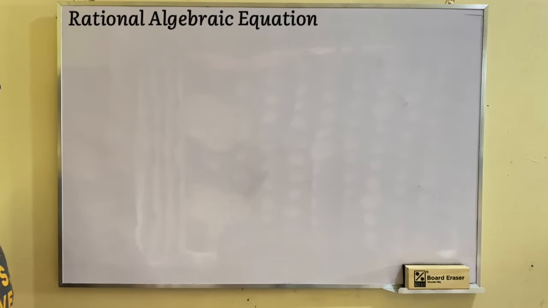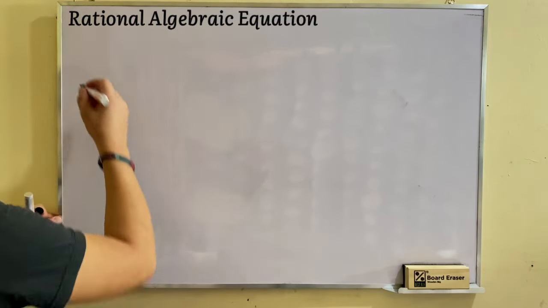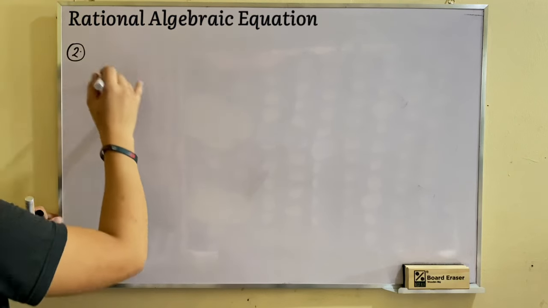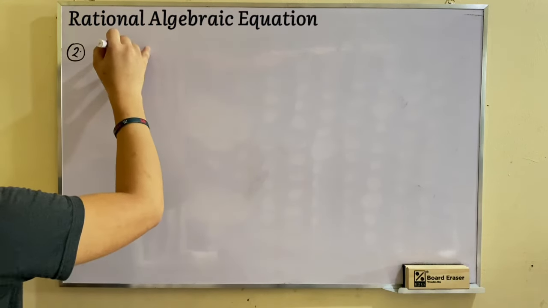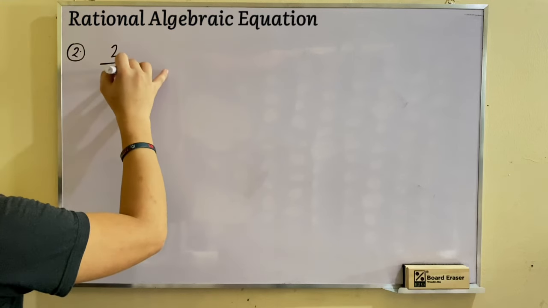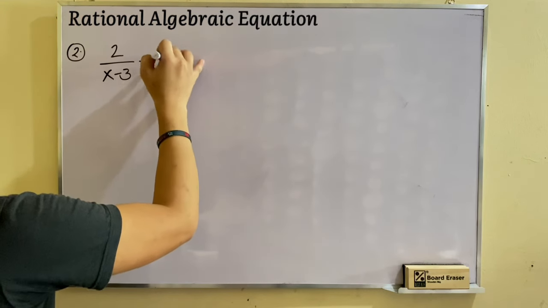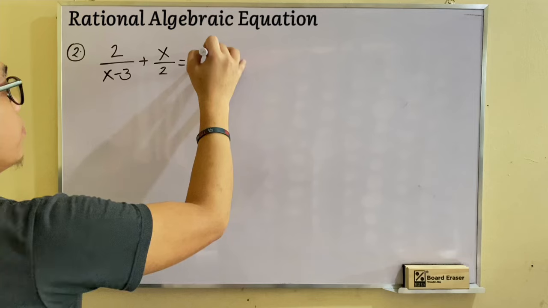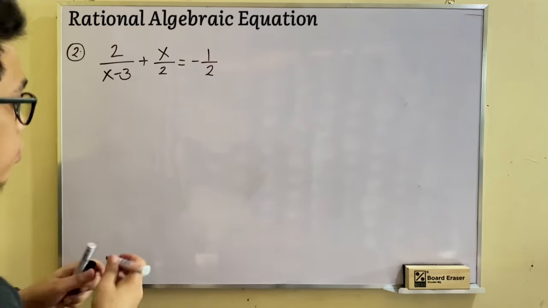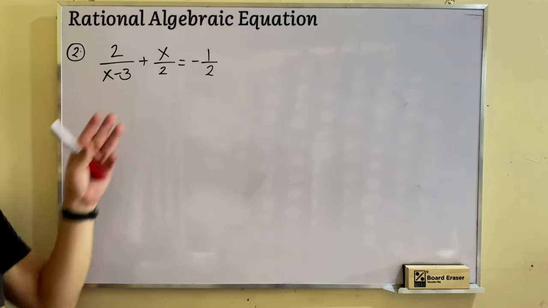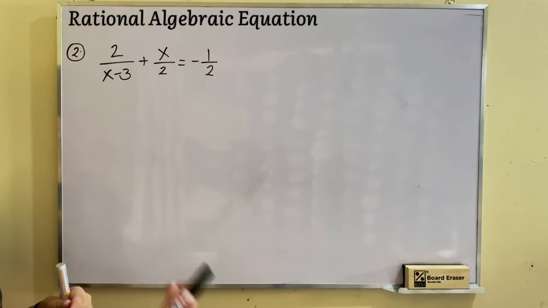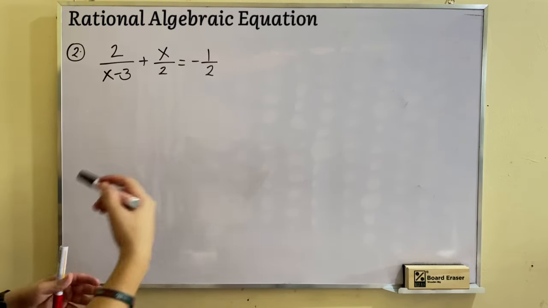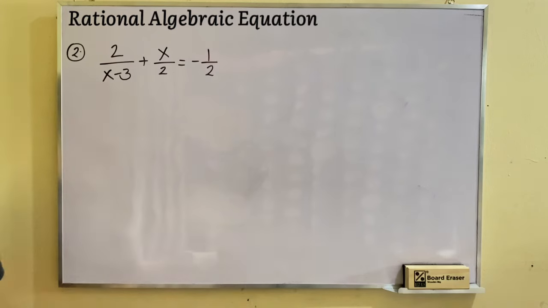Para mas maintindihan natin, need natin ng another example. So, number 2, ang given natin na rational algebraic equation is 2 over x minus 3 plus x over 2 is equal to negative 1/2. So, para ma-solve natin to, i-convert muna natin siya into a quadratic equation and then saka natin isosolve yung roots niya or yung values of x.